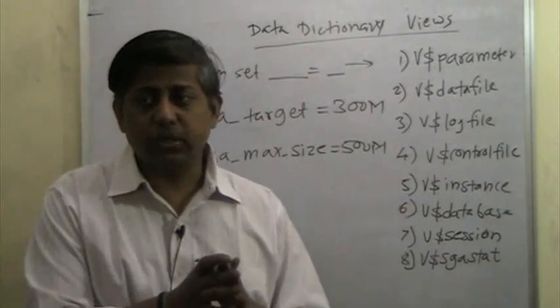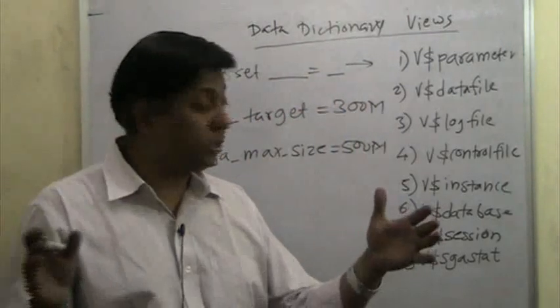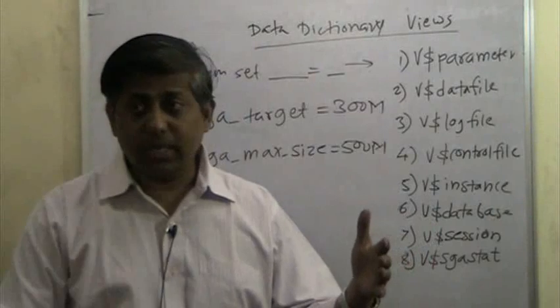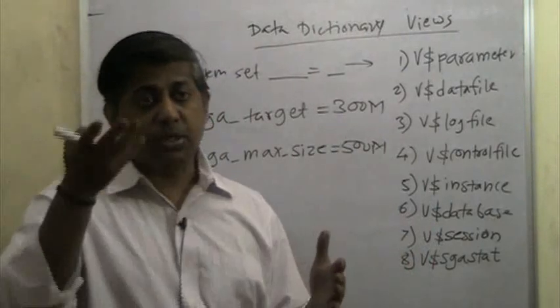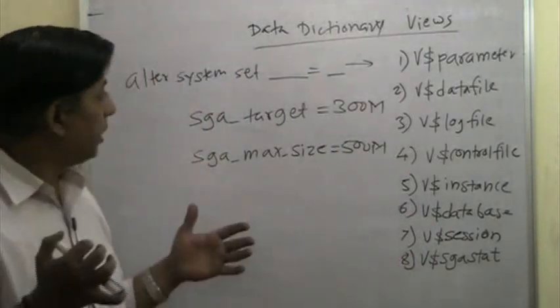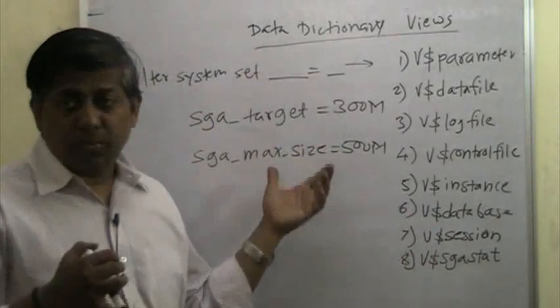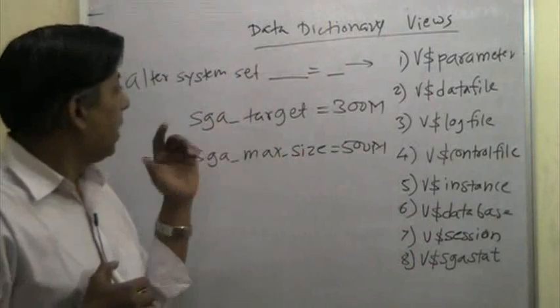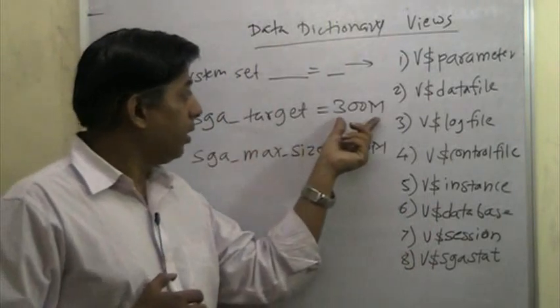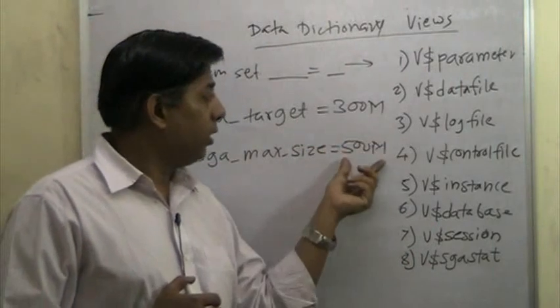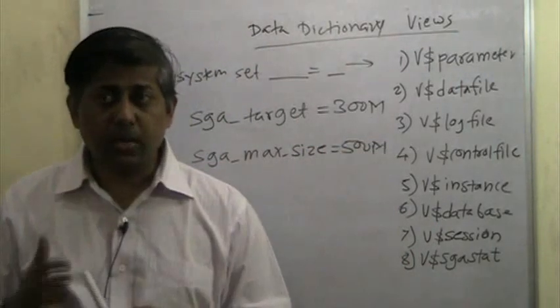If I say SCOPE=SPFILE, it will change it inside the SPFILE, but it will not change it immediately right now. And next time when the machine is rebooted, the size of the SGA will be changed. And all that stuff we have seen in the SPFILE discussion. But what is more important here is that the size of the SGA target will grow from 300 only up till 500. It cannot grow beyond that.